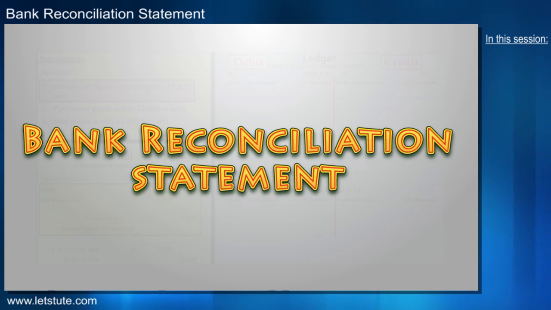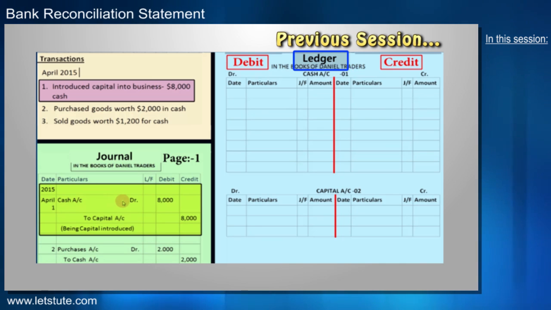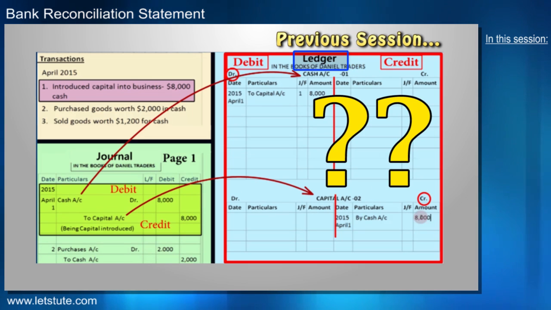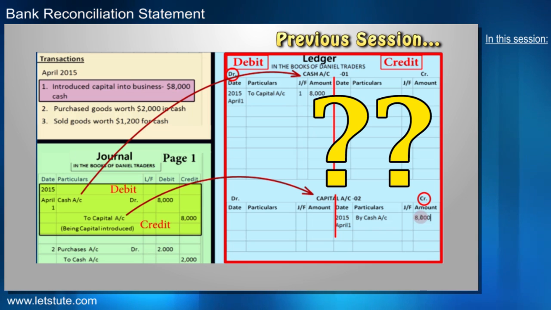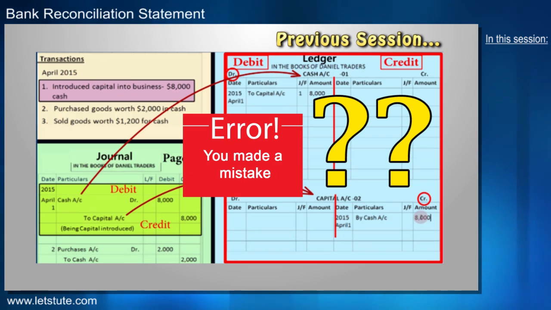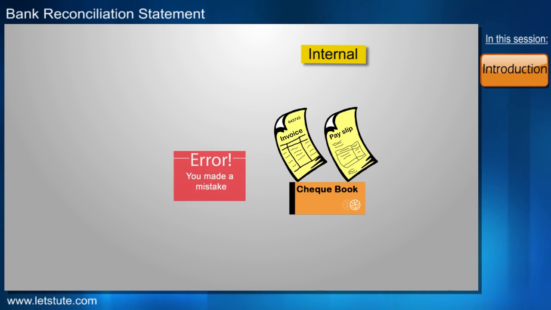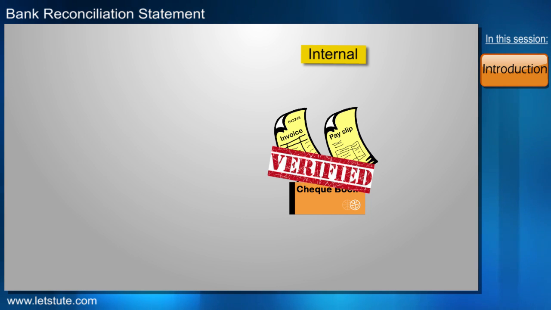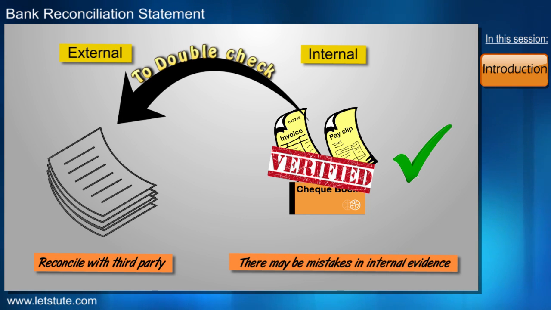So far we have covered how postings are done from a journal to a ledger. But are we sure that whatever we have done so far is true and correct? Not sure. There may always be some clerical or human errors. We can check this internally by going back to source documents and verifying each and everything that we have done. Once it is correct from our end, how do we double check? We have to check and reconcile with a third party because there may be a mistake in internal evidence.